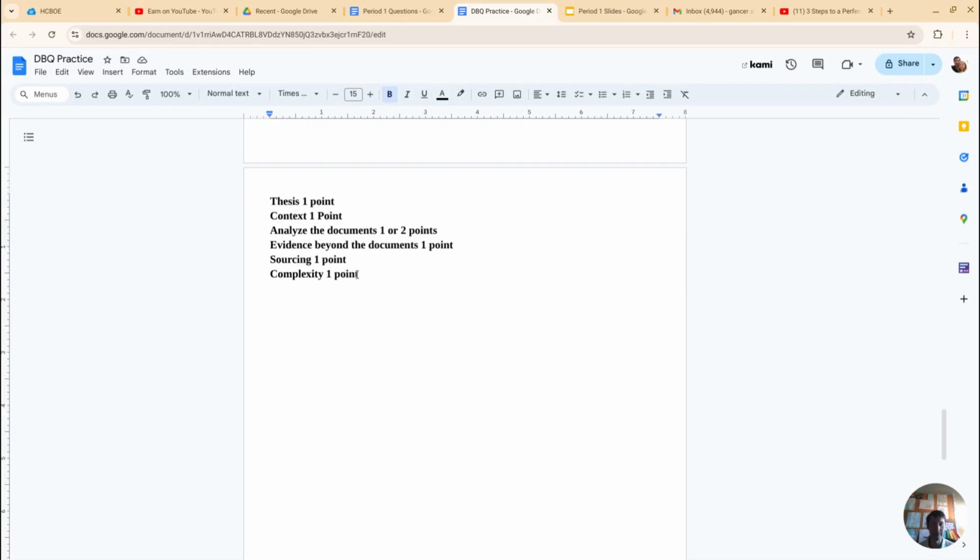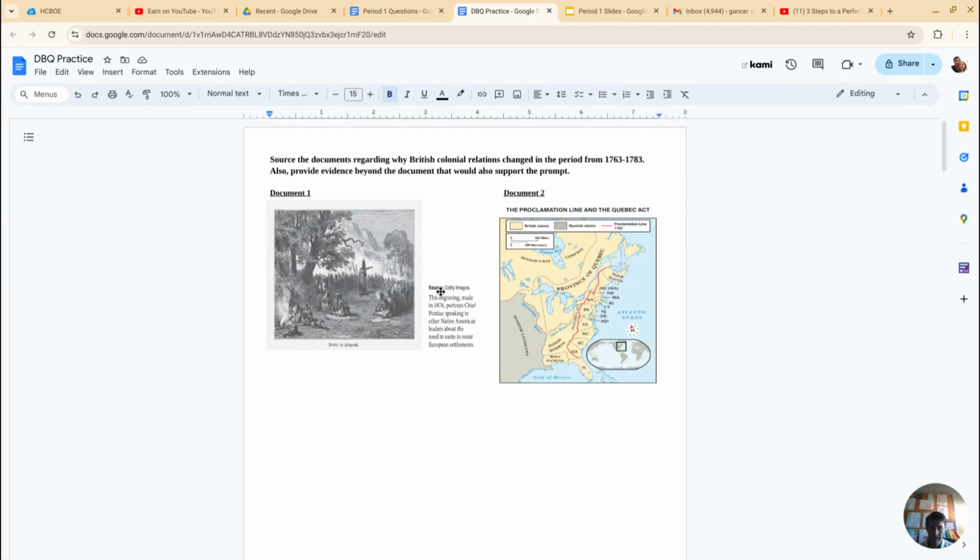The next point will be from evidence beyond the documents. All right, you got your prompt, and you got all your documents. You're trying to find something that's not already in the documents that you can bring in and connect to the prompt. Okay? Give you an example. Let's go back up here to these prompts right here.